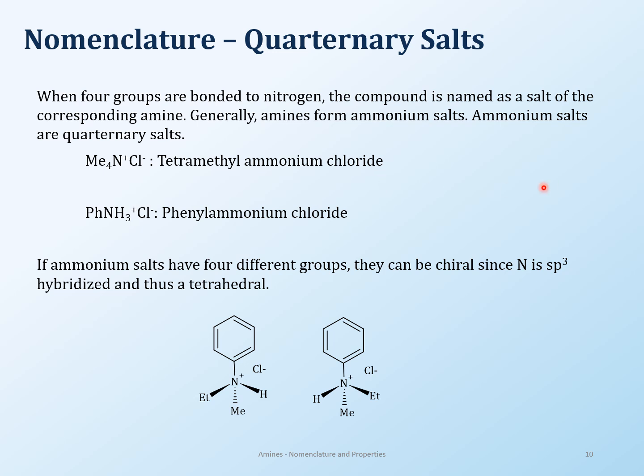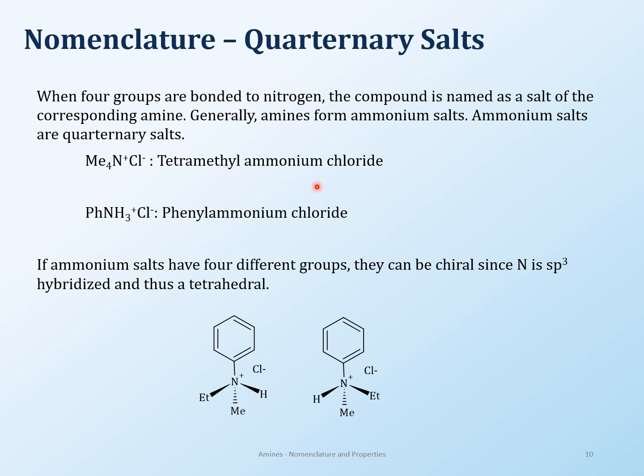Now for the nomenclature for quaternary salts. When you form a salt, like from an acid-base reaction, of course you form a quaternary amine, meaning that you have four things on it. A quaternary amine means it's a quaternary salt, because by default, if you have four bonds on nitrogen, it gets a formal charge of +1.